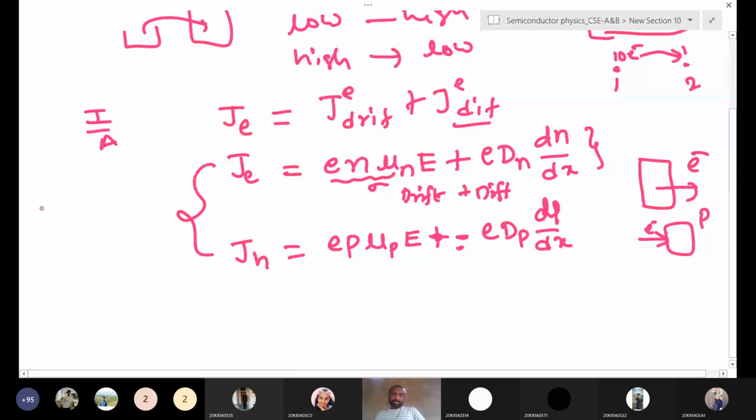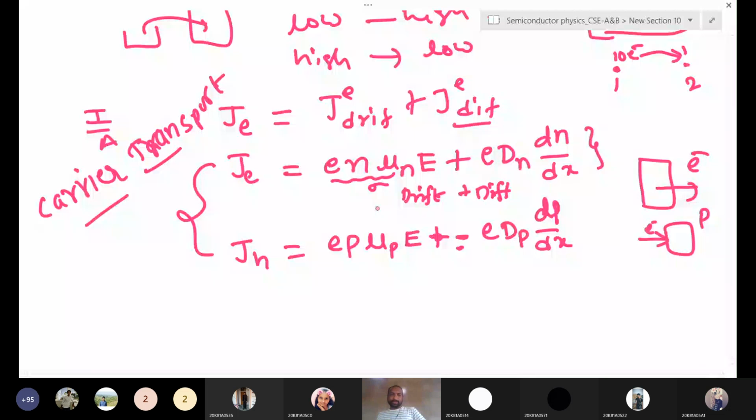This is carrier transport. If they ask you to write a paragraph about carrier transport, you just have to write about the drift process and the diffusion process. After that, you write the equations, with the definitions and these terms, and that is more than sufficient.